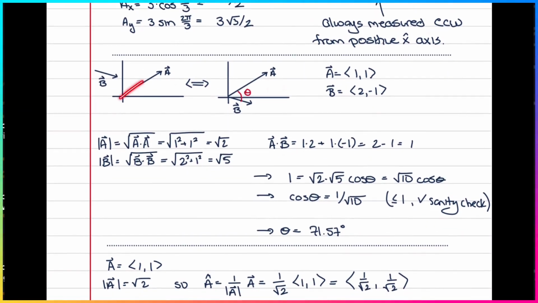Here's two vectors, A, which has coordinates 1, 1, and B, which has coordinates 2, -1. These are not drawn to scale, I apologize. What is the angle between them?